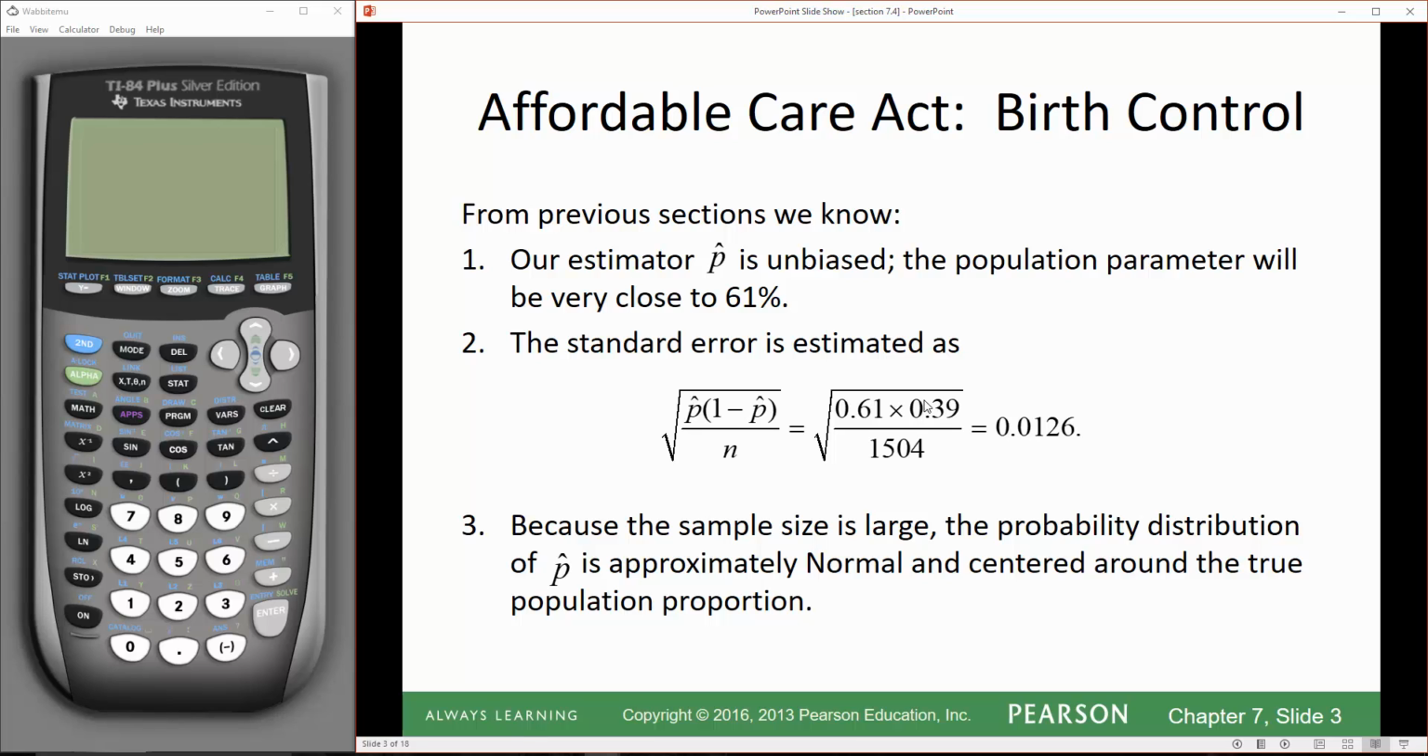So from previous sections, we know our estimator p hat is unbiased, right? And the population parameter would be very close to 61%. So my standard error can be estimated using p hat instead of p. If I plug p hat in there, I'll get a standard error of 0.0126. Also, because the sample size is very large, the probability distribution of p hat is approximately normal and centered around the true population proportion, right?